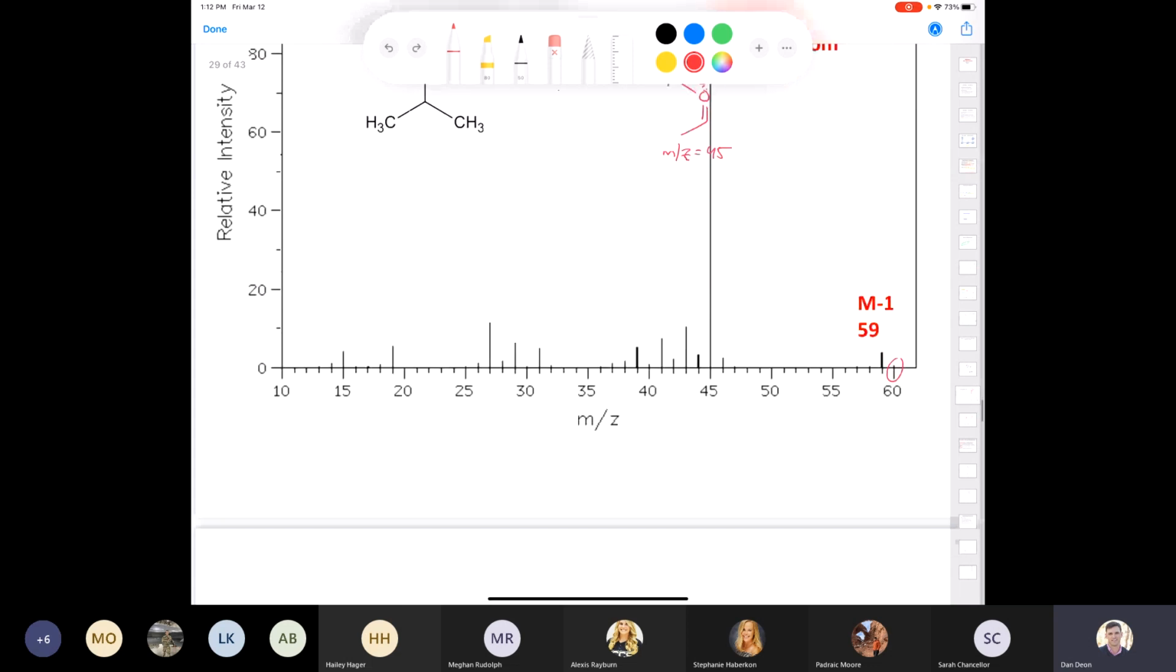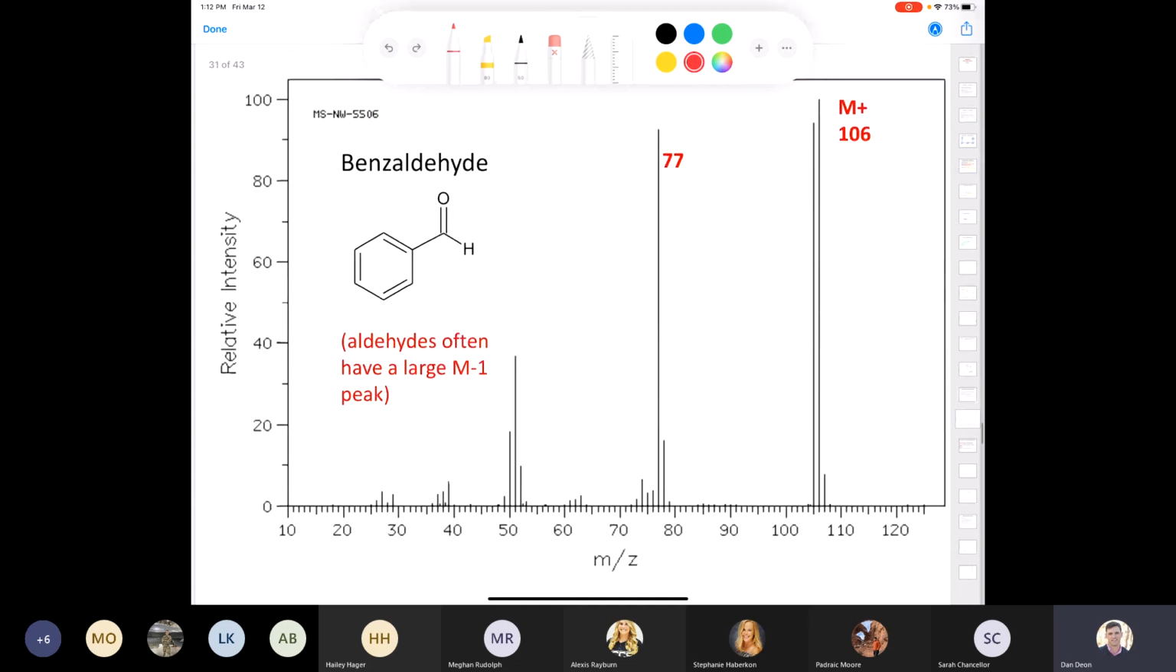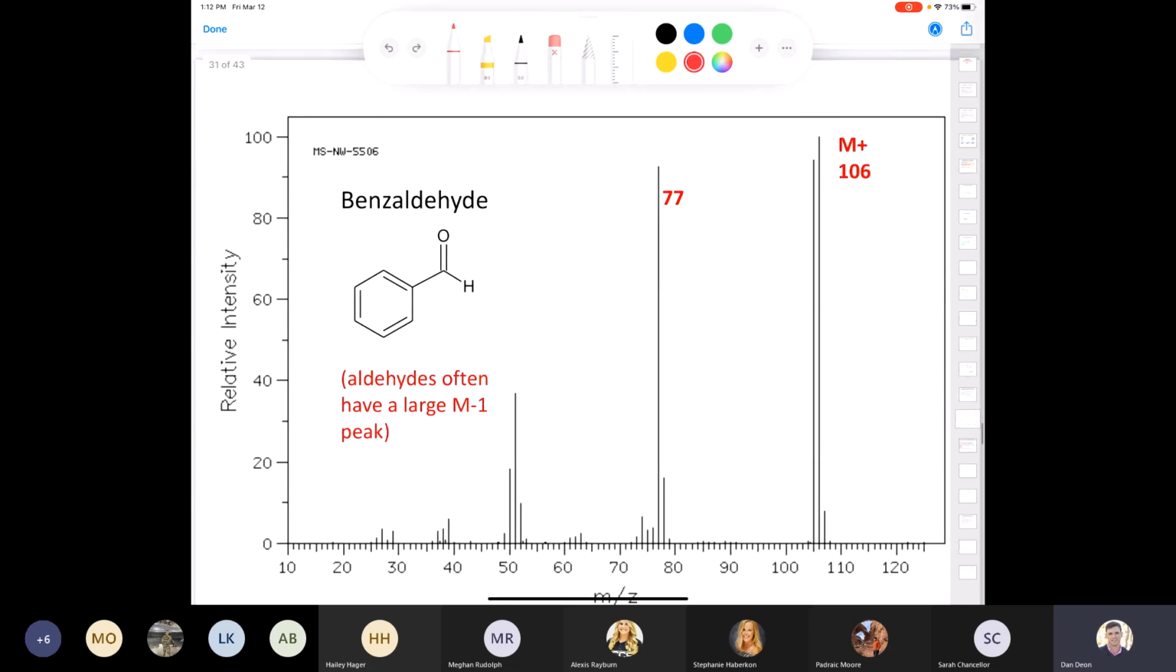Let's take a look. Is there an aldehyde? I thought it was benzaldehyde. Yeah, there's benzaldehyde here. Look at this. Aldehydes often have a big M-1 peak. Okay, might not always be huge, but you can clearly see there's a nice M-1 peak here, right? So you might say, oh, that's probably an aldehyde, right? Aldehyde.